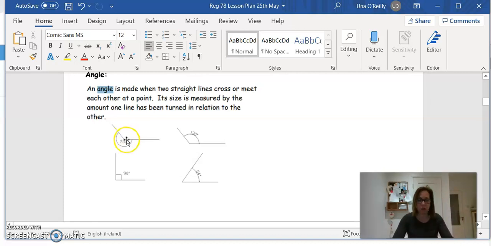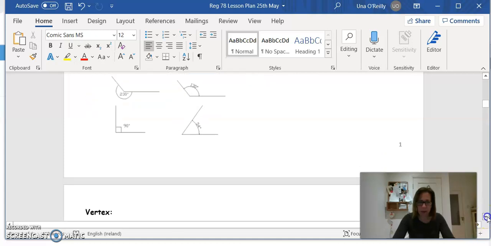rotation to the other. So you can either measure this angle in here, which is the amount that this line has moved from this line going that way, or you can measure this one here on the other side. It doesn't matter. Well, it does matter, but for the definition of an angle, it doesn't matter which way you look at it. So there's another one here. This one here we call a right angle, 90-degree angle. That's what we like to have in our windows and doors and things like that. And that's another angle there. Okay, won't talk too much about angles as yet.